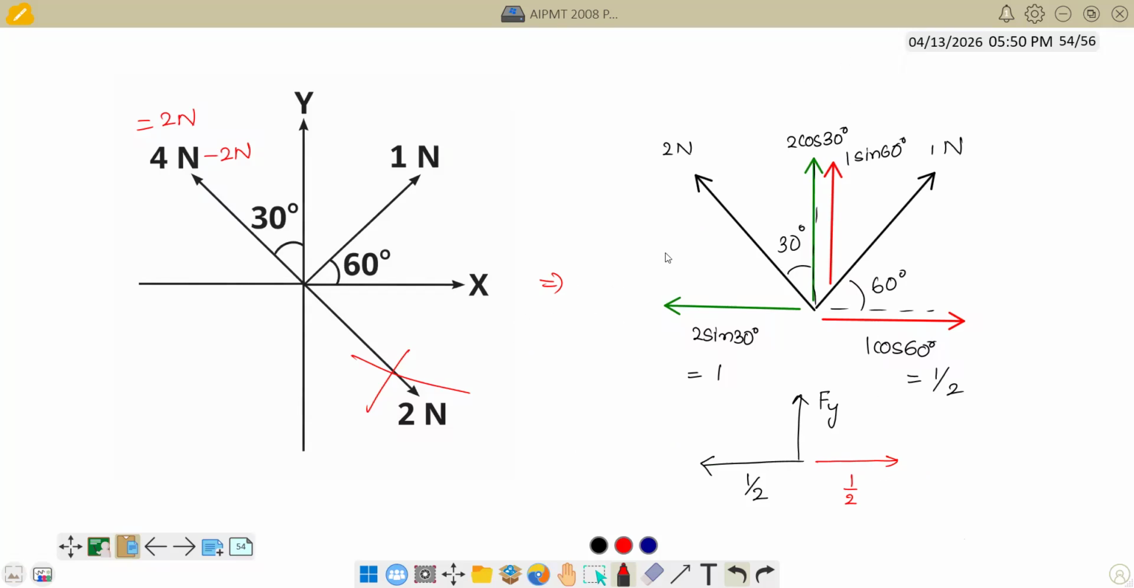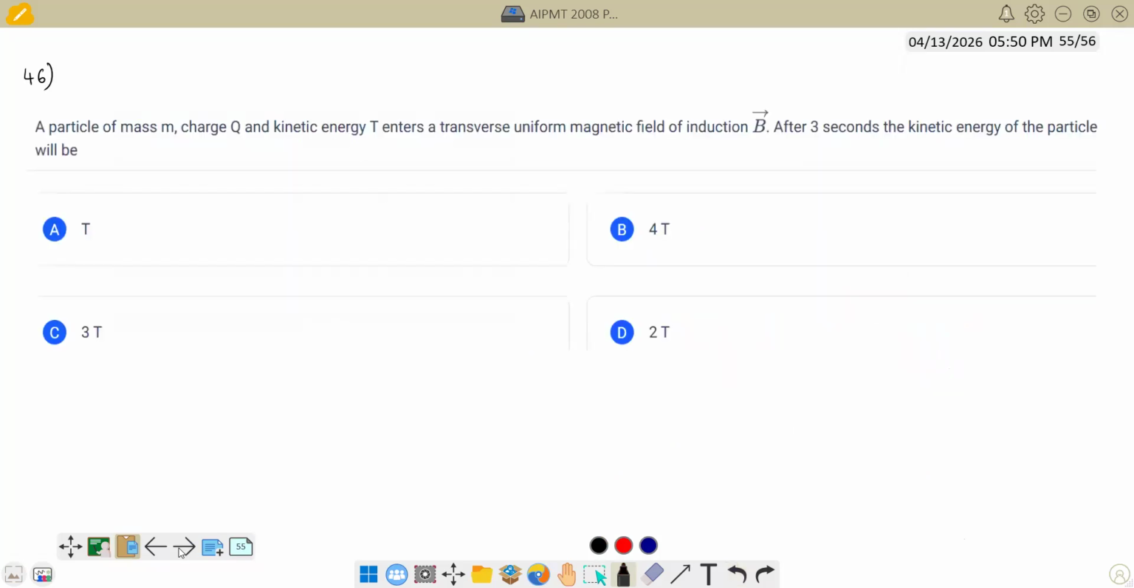We'll go for the next one. A particle of mass m, charge q and kinetic energy t enters a transverse uniform magnetic field of induction B bar. After 3 seconds, the kinetic energy of the particle will be.